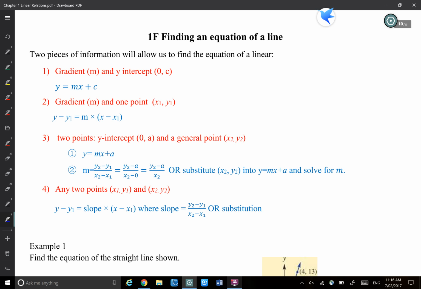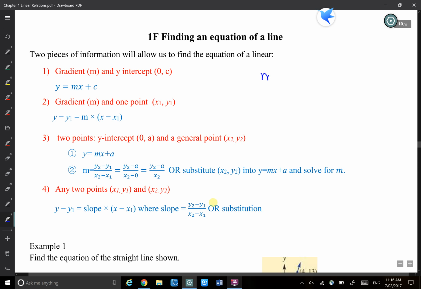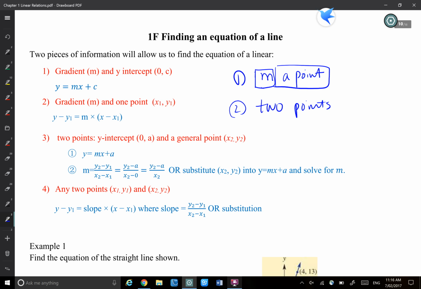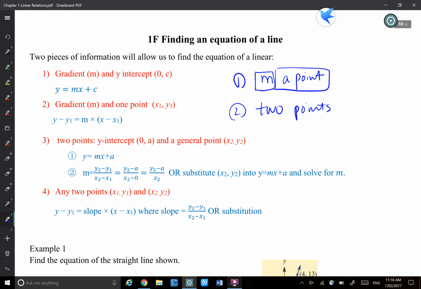So that's 4 cases, but I can reduce that to 2. If we know a gradient and a point, that's one thing. I know the gradient and I know a point passing through the line, so I can find the equation of the line. Or I can have 2 points. If I know 2 points on this line, I should be able to find the equation of the line. And we have some really special cases.